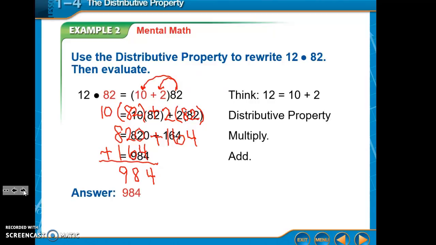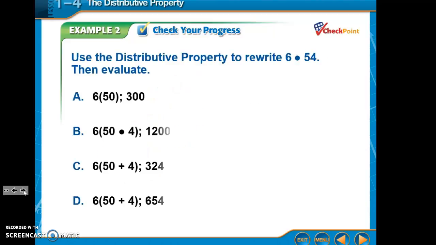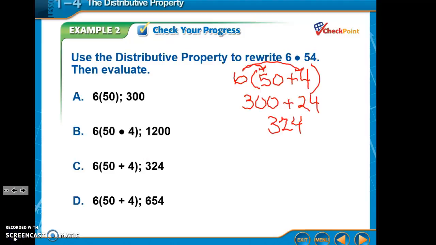Alright. So now let's try this one. Alright, so working this out, it looks like C is going to be our answer when we break it apart, and it is.